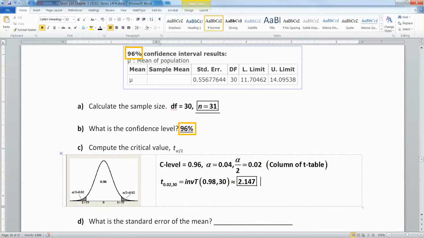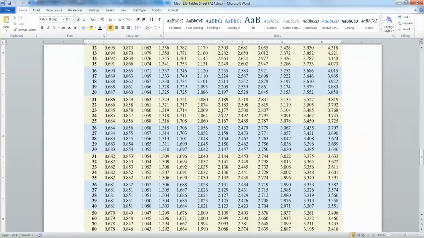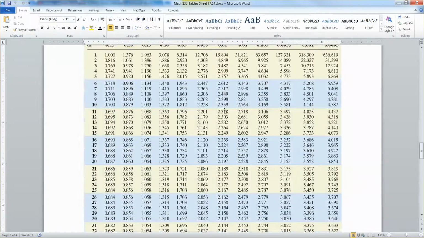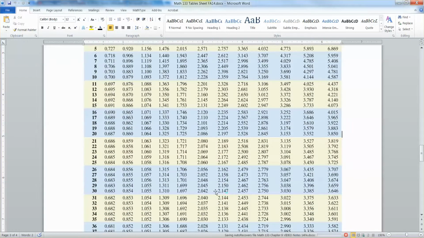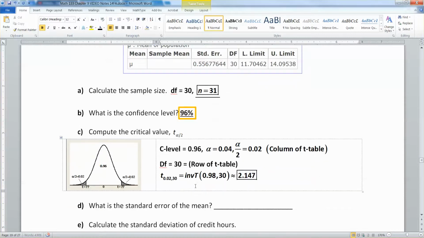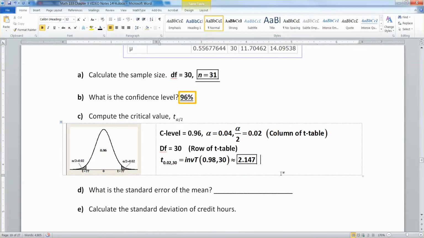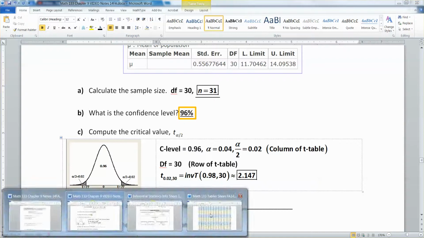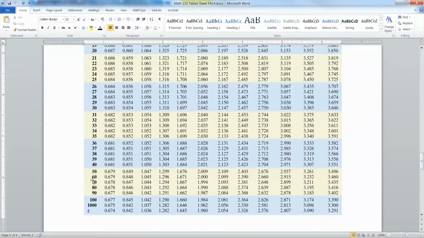Okay, now let me double check that with the table if you prefer the table. So I go to the 0.02 column, I go down to 30, and there it is, 2.147, right there. So remember, df equals 30 is the row of the t-table, if that's the way you're going to do it. Again, either use the table or the calculator. I don't really care which. Just use one of them. The calculator is technically the better one to use because it has all possible degrees of freedom. The table is limited to only the degrees of freedom that actually show up over here on the left-hand side.